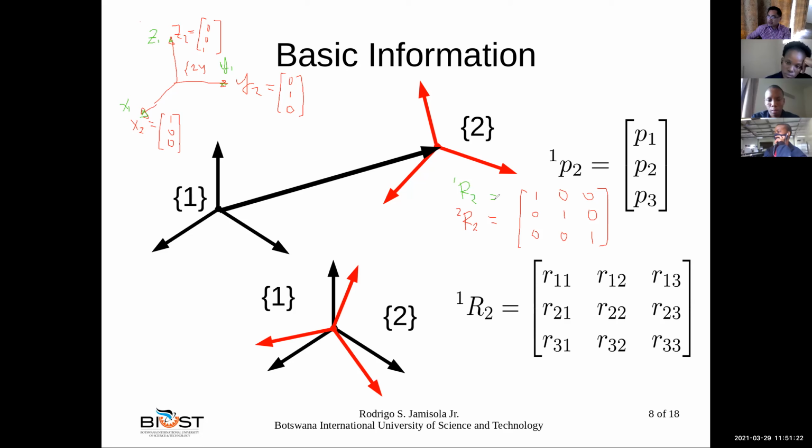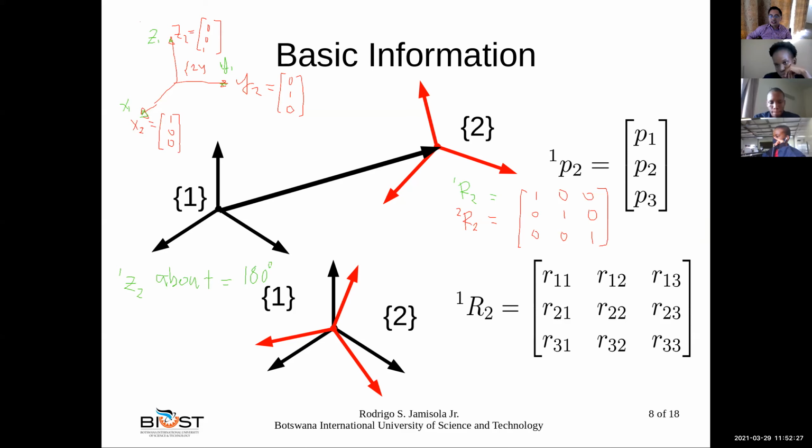Now let's look at some basic rotations. For example, let's just rotate about Z. The rotation of frame 2 with respect to frame 1 about the Z axis, about that axis, is equal to the rotation about this Z2 axis. Let's say, for example, 180 degrees.